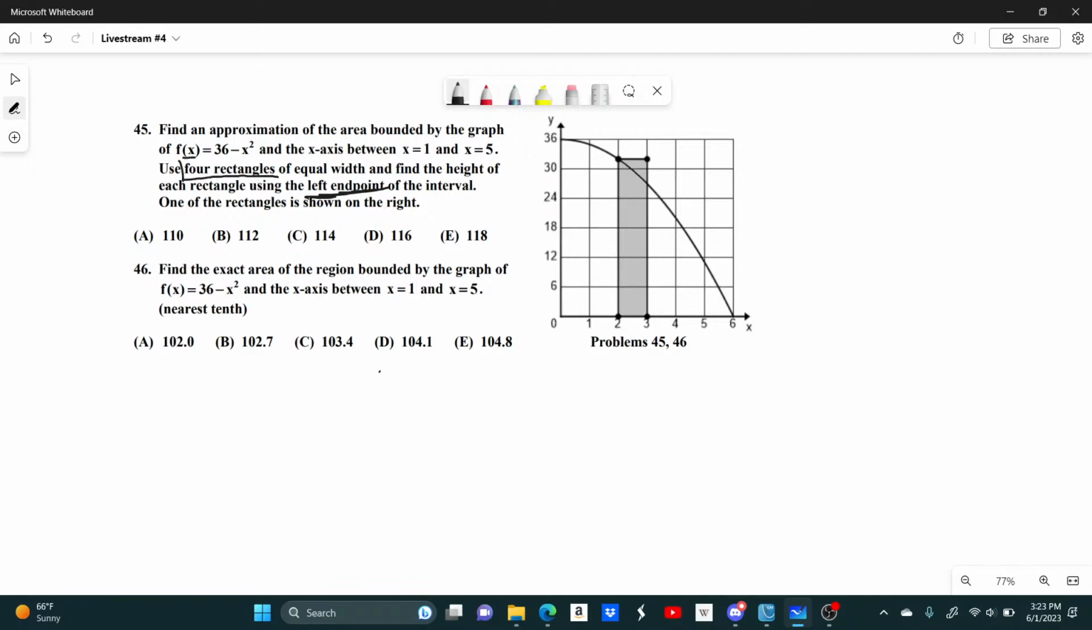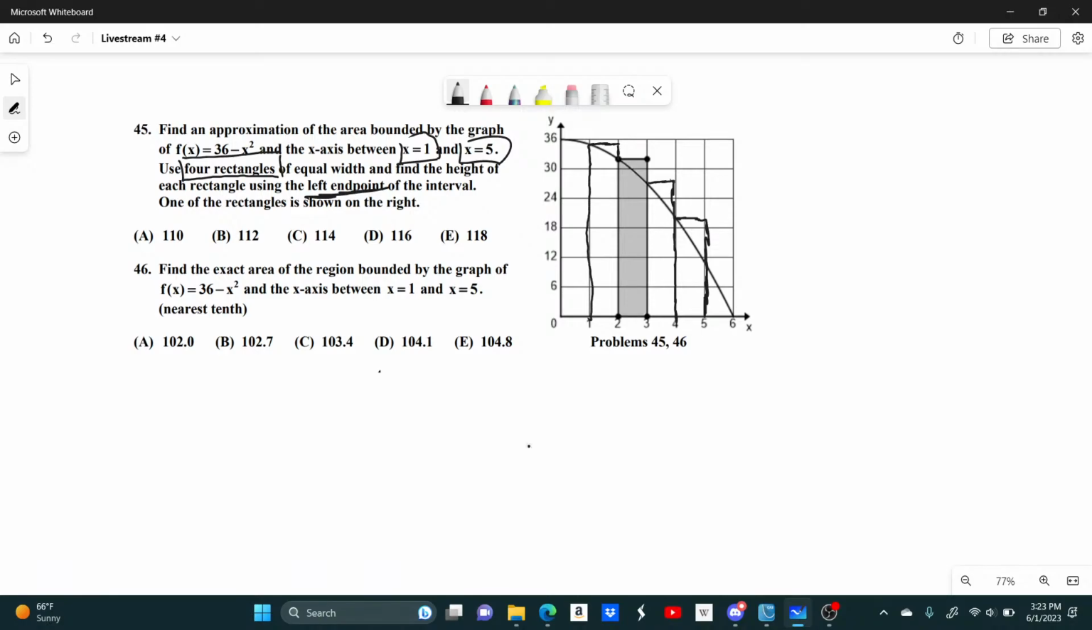The other things that are important are the endpoints. We have x equals 1 and x equals 5. You probably wouldn't do this on the test, but just for the sake of visualizing, I'm going to draw the other ones. So here you go. These are your 4 rectangles. You can see we're going to have an over approximation, but it doesn't actually ask about that, though they ask about that sometimes. Anyway, you're trying to find the area of these 4 rectangles put together.